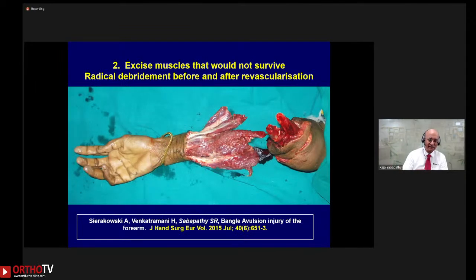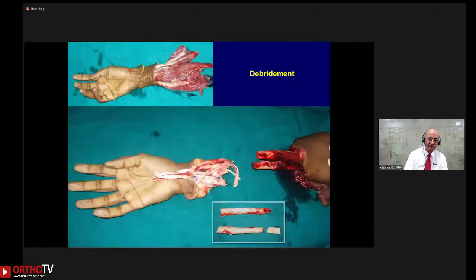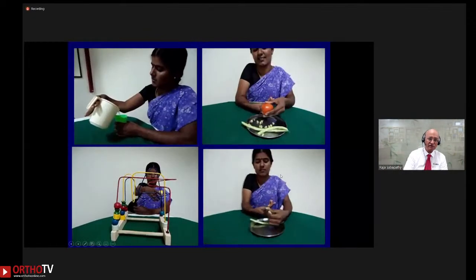The first point I tell is speed. I think speed is very important. Second, if you have got a major replant, most of the time with avulsion replants, you need to excise the muscles which will not survive. See, they are all hanging by the tendons. If you need to get this replant done, you need to excise all muscles which will not get revascularized when you put in an artery. Your standard of revascularization debridement has to be like this. And you need to shorten the bone, and then we do the replant.